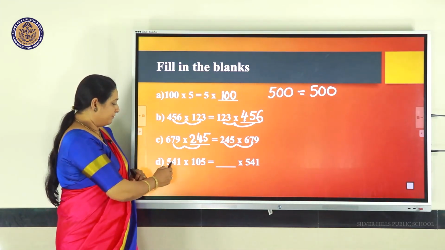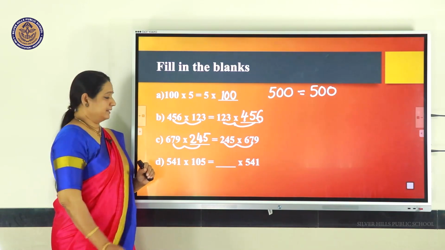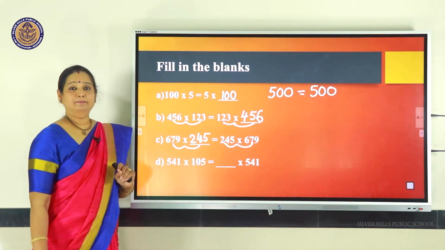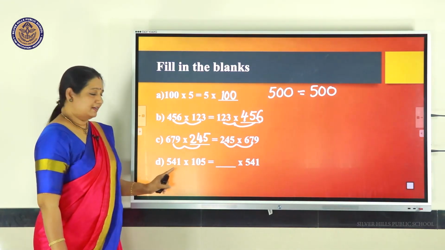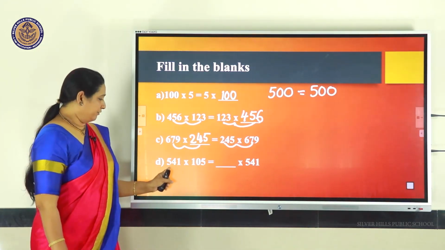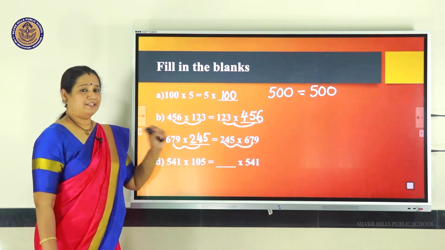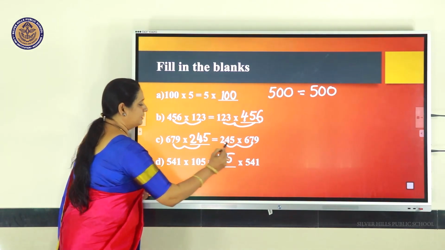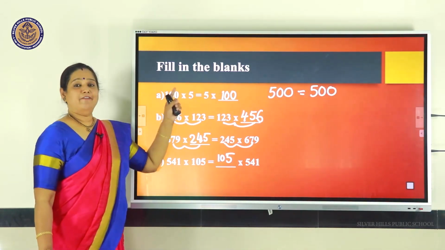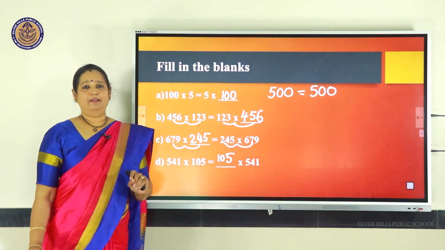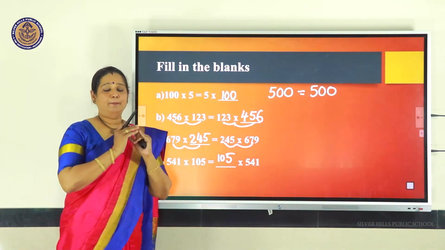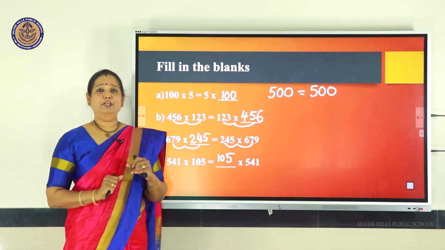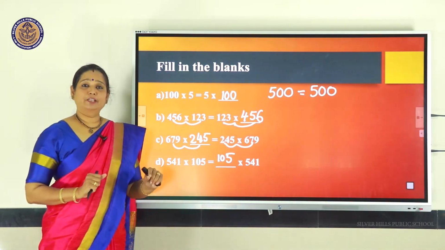Yes. Next, 541 into 105 is equal to dash into 541. Which number will come here? Look at the factors here. Here you have seen two factors, no? 541 and 105. Now, which factor will come here? Yes, that is 105. So, in all these we have applied commutative property. Hope you understood the first property, that is identity property. The second property is multiplication by 0 and the third property is commutative property.